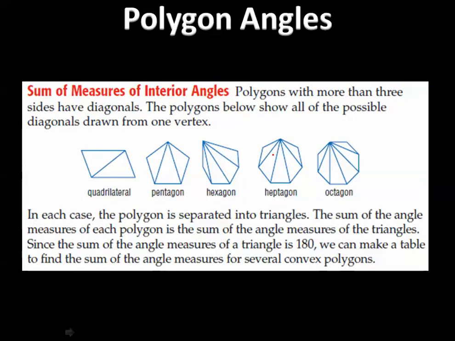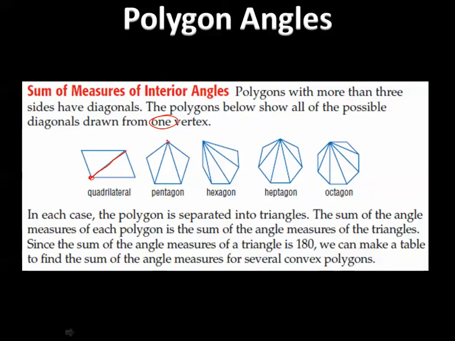Now we're going to also talk about the sum of measures of interior angles. It says polygons with more than 3 sides have diagonals, and the polygons below show all the possible diagonals drawn from one vertex. That's key here. You can only draw it from one vertex.